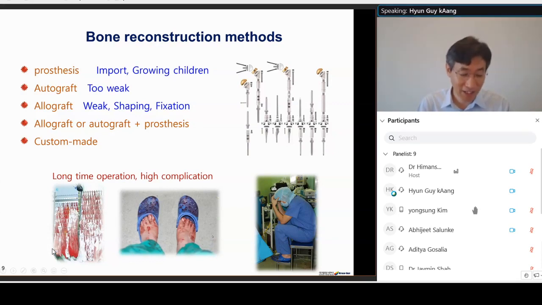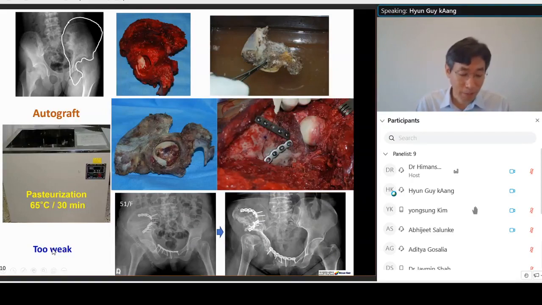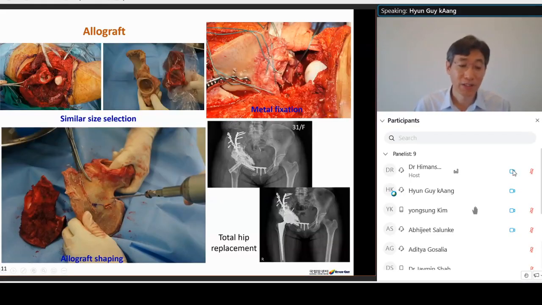Can you see my feet, a bloody foot, and my child's appearance? As you know, this is a pasteurized autograft, a reusing method. The tumor bone is soaked in 65 degree water for 30 minutes and refixed. The problem is 2 weeks. The allograft should be selected with a similar size, needs shaping by hand and metal fixation. It is also a time-consuming procedure, 2 weeks in the end.